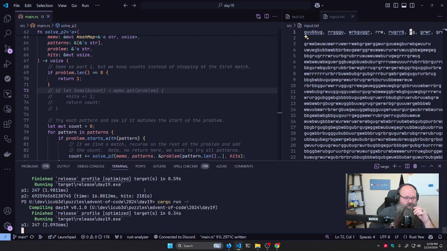Yeah, we'll see how it goes. I'll let it run for a little while, but hopefully it gives you an idea of how powerful memoization is when you're solving these problems.